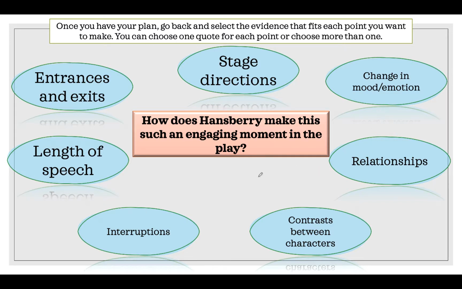Obviously, you cannot talk about all of these. So at this point, what you would do is decide which ones you feel are the best for you, which ones you think you actually have the most quotations for, or the most interesting quotations for, and you would select possibly 3 or 4, depending on how much time you think you've got to write up your answer.